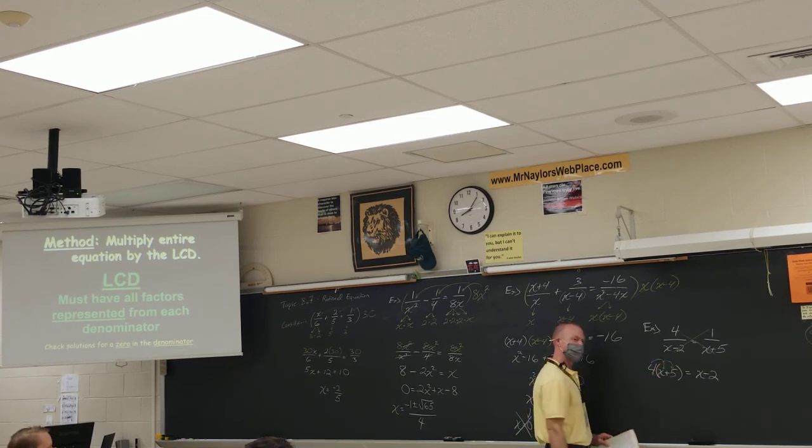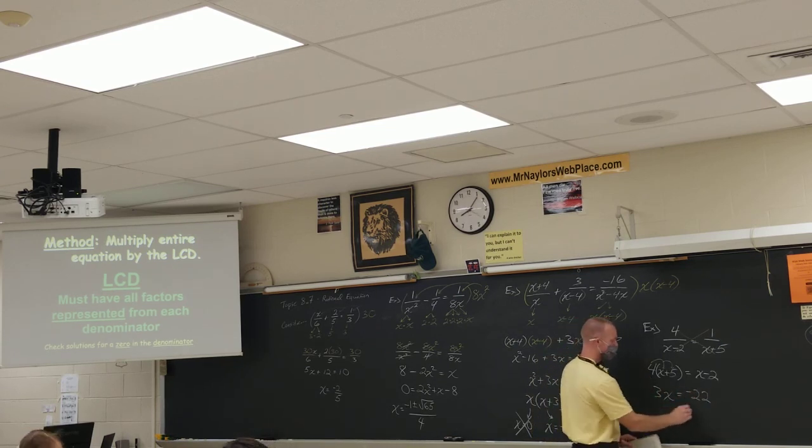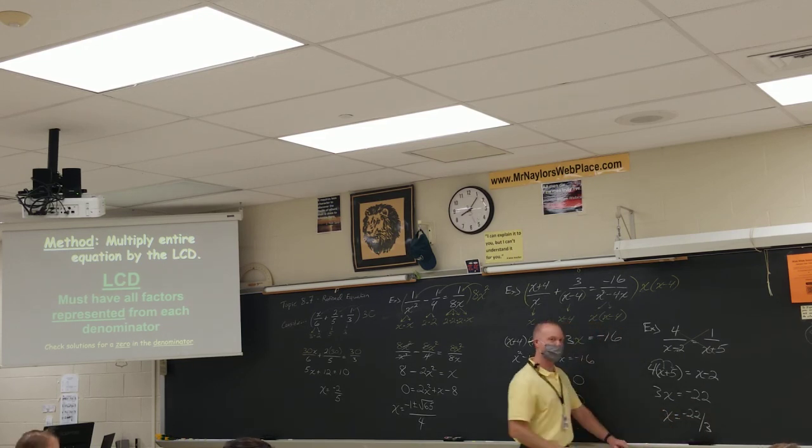Okay, some pretty easy algebra here. Maybe we can do a couple steps together. 4x minus x is actually 3x. 20 subtract 20 is actually negative 22. And clearly we get negative 22/3.